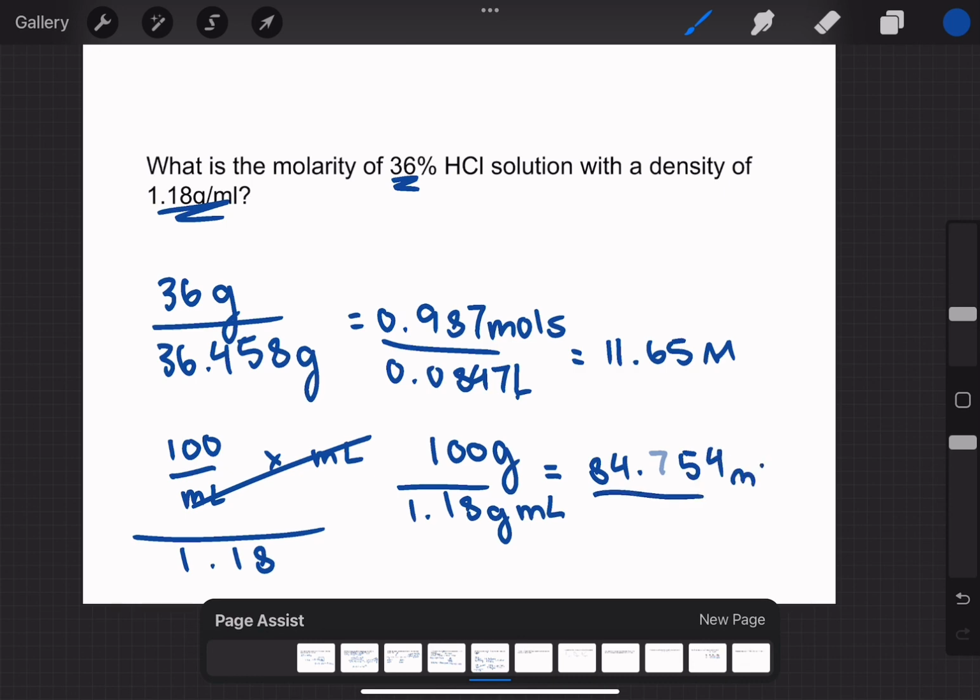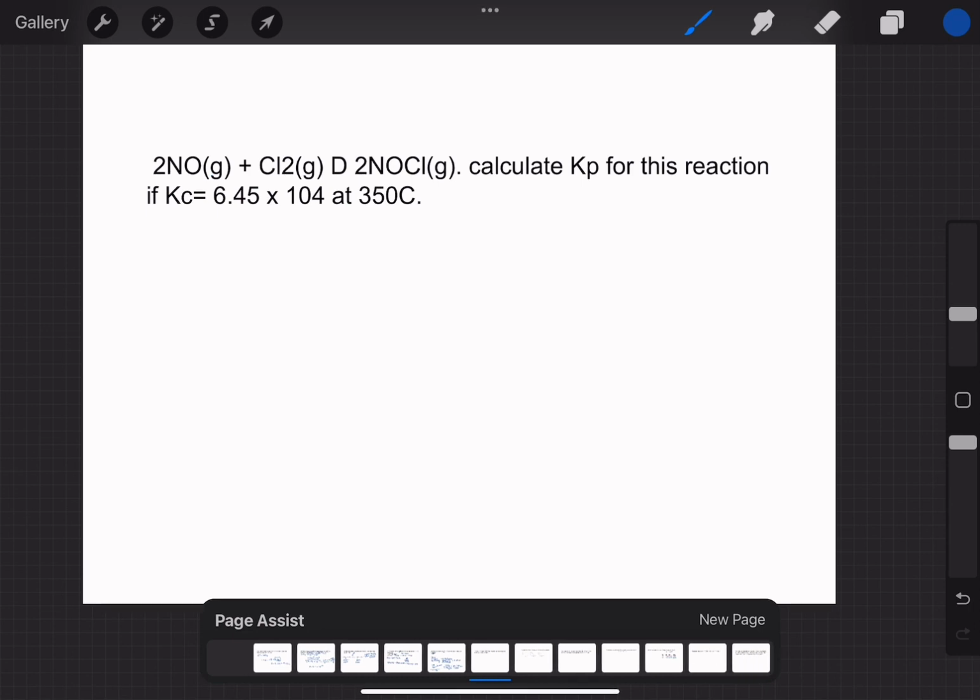84.754 ml. From there, you're just going to divide that by 1,000, and that gives you 0.0847 liters. And that's how you do the process. I'm sorry, I know it's backwards, but you kind of get the method. Once again, here's the next question. We're going to give you a moment to answer this on your own.